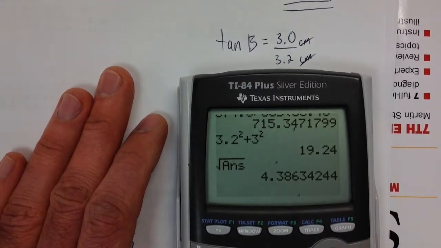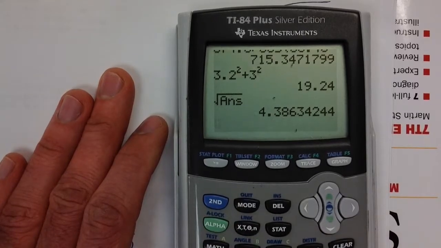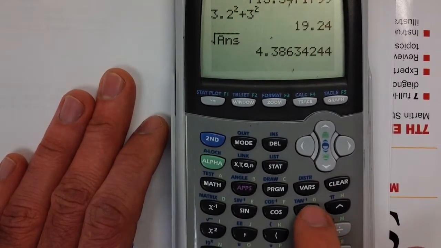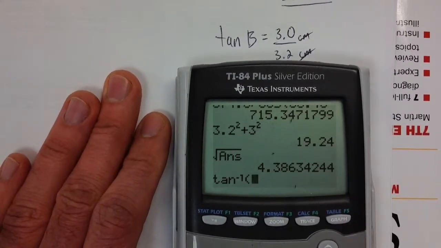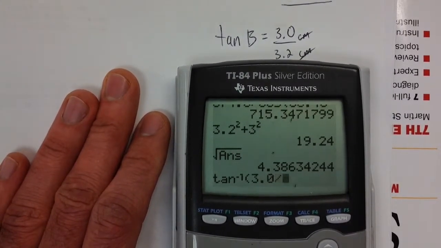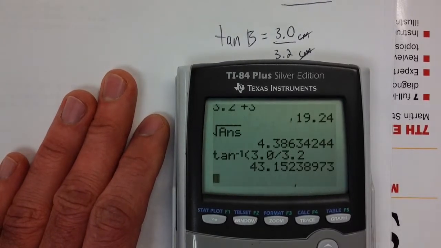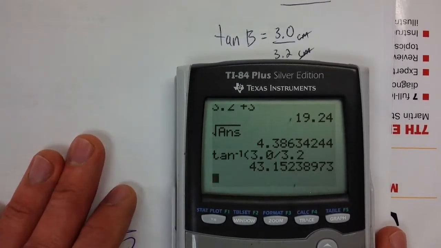Your calculator has this nifty feature to undo trig functions. You press second, in this case tangent, and you enter into the tangent ratio, which is 3.0 to 3.2, and it will tell you the angle for which that's the tangent. 43 degrees approximately.